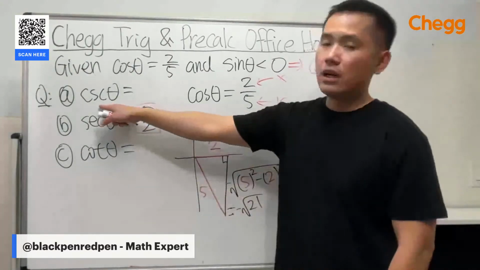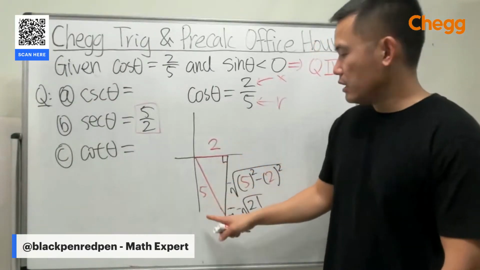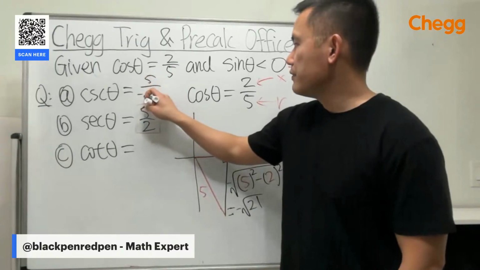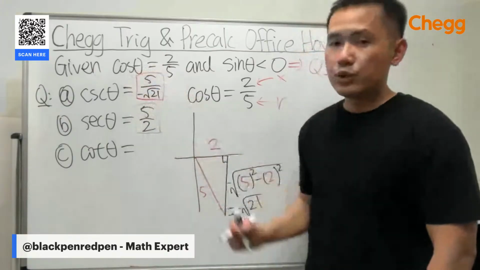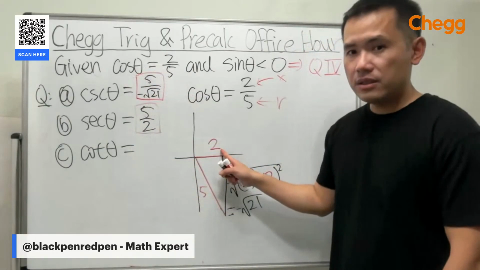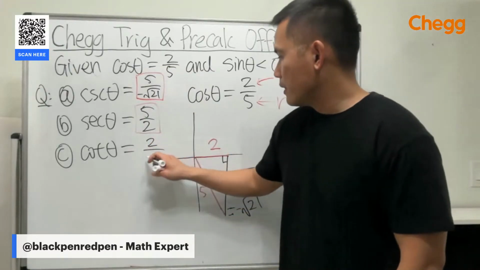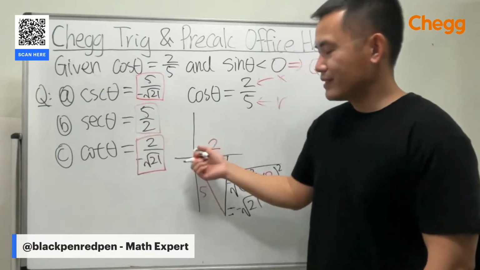For a quick example, cosecant is hypotenuse over opposite. So we have 5 over negative square root of 21. And I'm not going to rationalize the denominator. I'll just keep it like that. And then for cotangent, it is adjacent over opposite, which is 2 over negative square root of 21. And then we are done. Just like that.